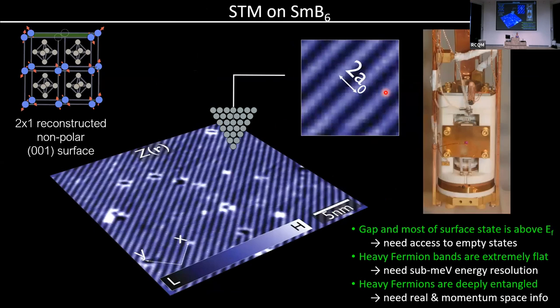So we did STM on this material, and when we cleaved the surface, we were able to find large areas that had a reconstruction where half of the samariums are missing from the surface, but it was quite ordered otherwise. And the advantage of STM is that we can view the top and the bottom of the hybridization gap. We can see empty states as well as filled states. We have high energy resolution, and we have real space and momentum space information.